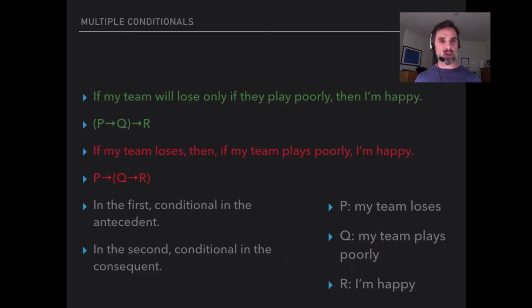So if we compare these two, we have, if my team will lose only if they play poorly, then I'm happy. That's a conditional whose antecedent is a conditional. If my team loses, then if my team plays poorly, I'm happy. That's a conditional whose consequent is a conditional. Because they differ in this way, one is a conditional that has a simple antecedent and a complex consequent, and one is a conditional that has a complex antecedent and a simple consequent. They say different things. Even though they're both conditionals with conditionals inside, and even though they both have P, Q, and R, they're arranged differently, and so they say different things.